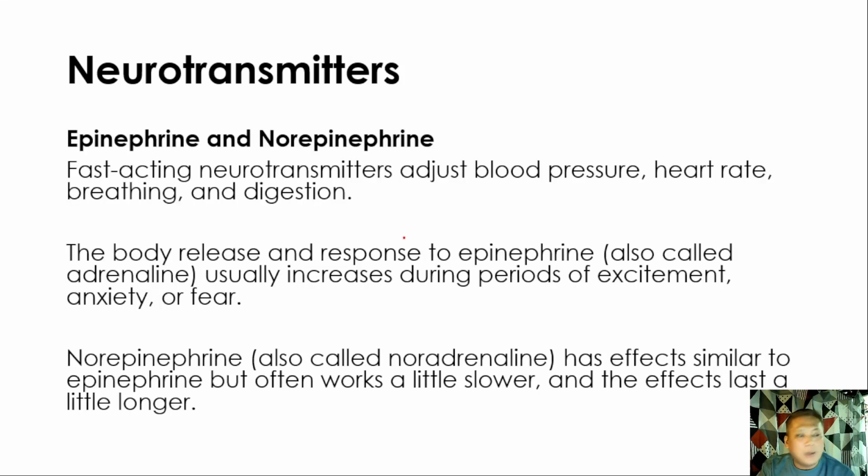So, the neurotransmitters responsible are epinephrine and norepinephrine, fast-acting neurotransmitters that adjust your blood pressure, heart rate, breathing, and digestion. The body releases epinephrine, also called adrenaline, in response to excitement, or when you feel anxious, happy, sad, or scared. Norepinephrine, also called noradrenaline, has effects similar to epinephrine but often works a little slower and its effects last a little longer. So norepinephrine lasts longer compared to epinephrine.